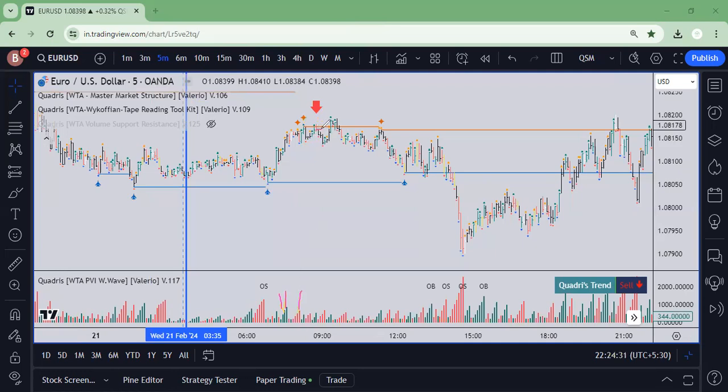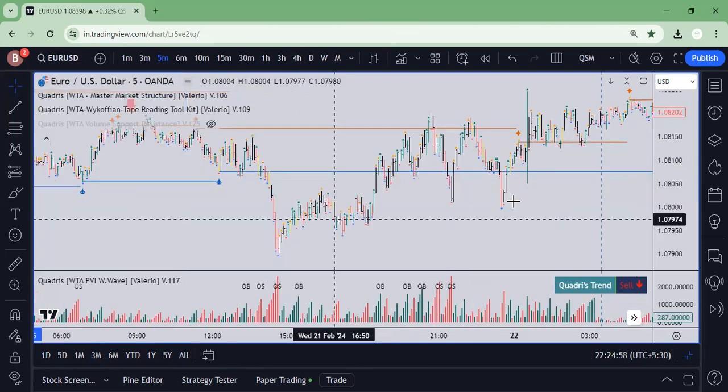So I took this trade into consideration based on this market structure indicator. We have a pullback. Force of supply is greater than force of demand. That made me take this trade at this particular point, and I would have exited somewhere over here. So this was the first trade which I've taken on 21st Feb.